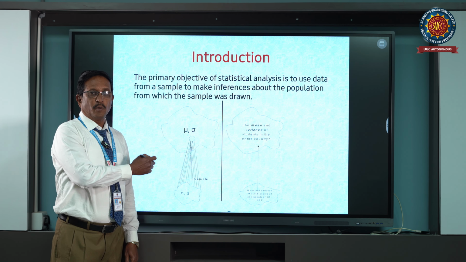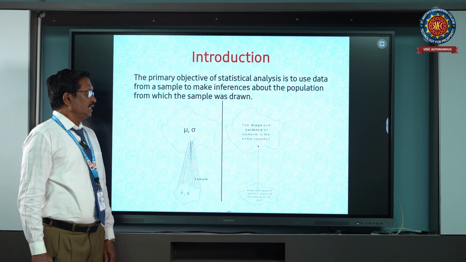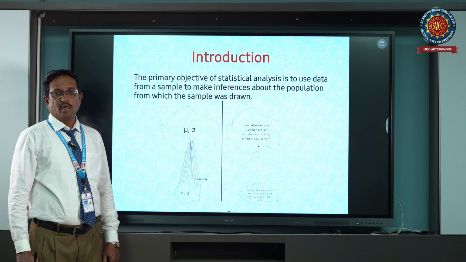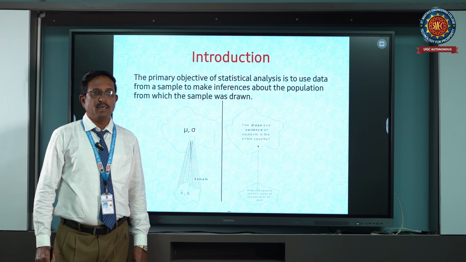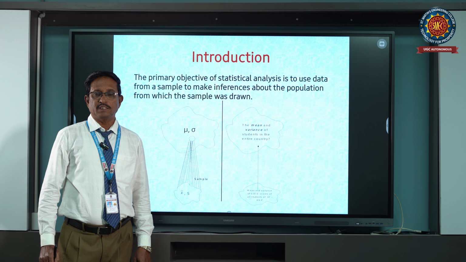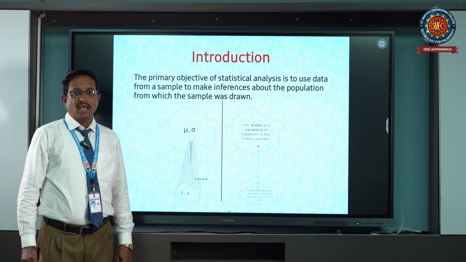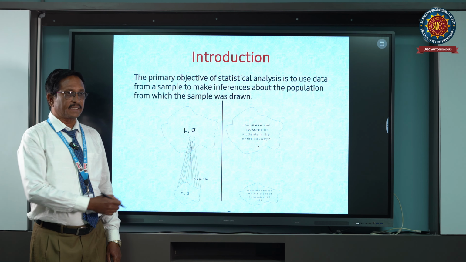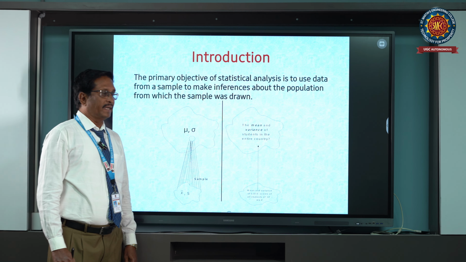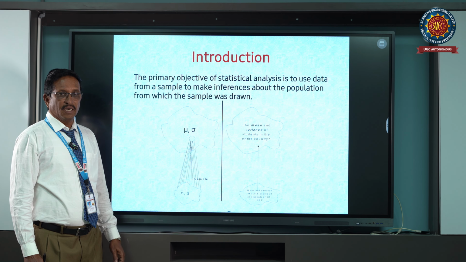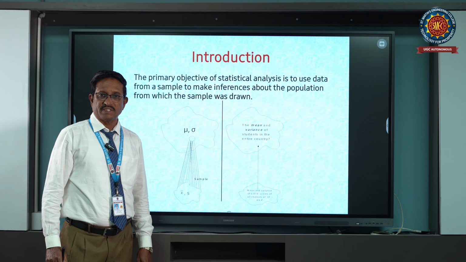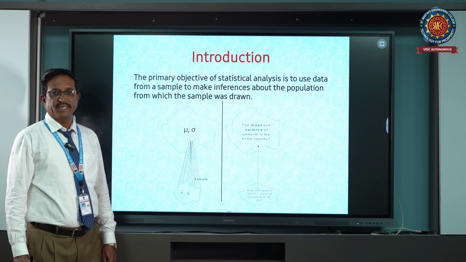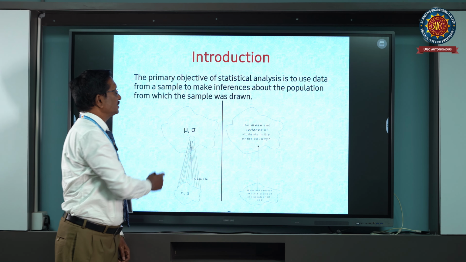So in this part, the population size is large, with the mean and variance of students in the entire country. The parameters are mu and sigma. Mu is the population mean, sigma is the population standard deviation. In that population, we select a small sample of size n. In that sample, the mean and standard deviation are the sample mean x bar and sample standard deviation s.